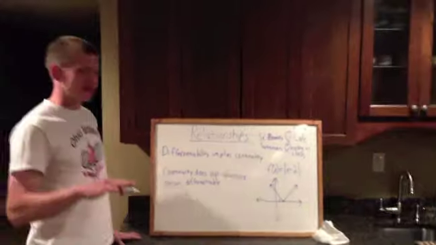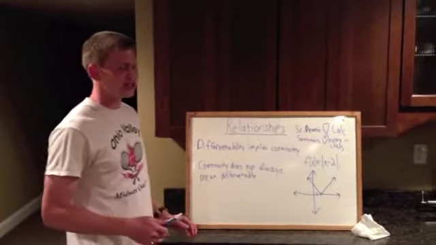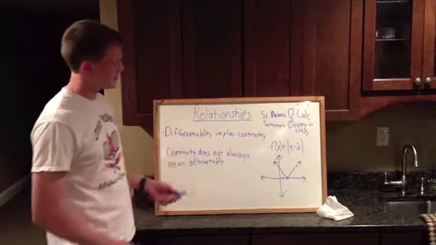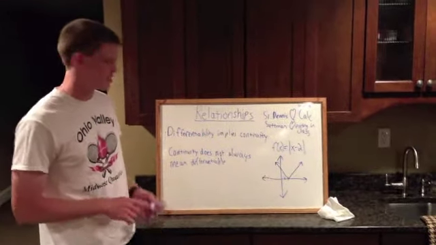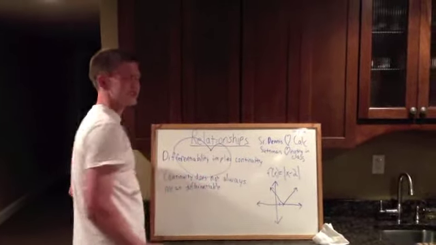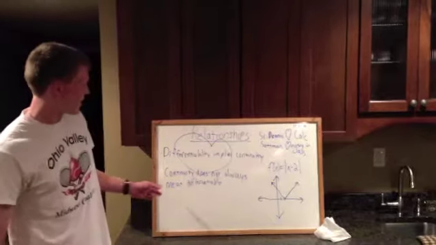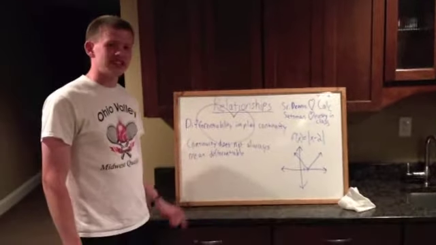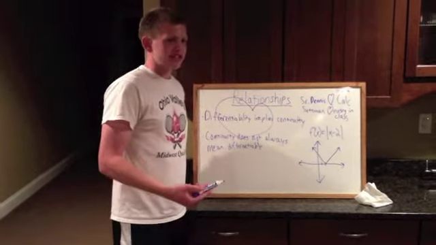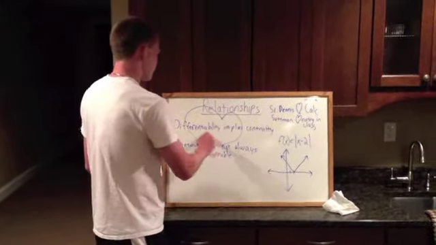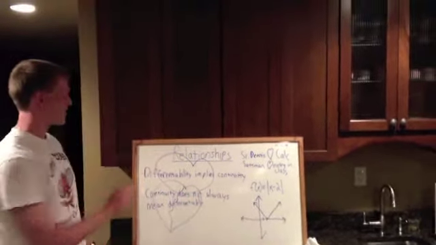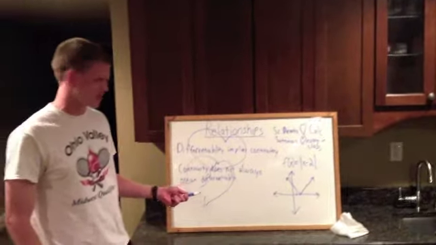Now, the real relationship we're talking about here is differentiability and continuity. Differentiability implies continuity, so if a function is differentiable, it's continuous. Our second point: continuity does not always mean differentiable. So it's kind of like a bad relationship. It starts out with a nice little love, and then gone. We don't like those relationships.